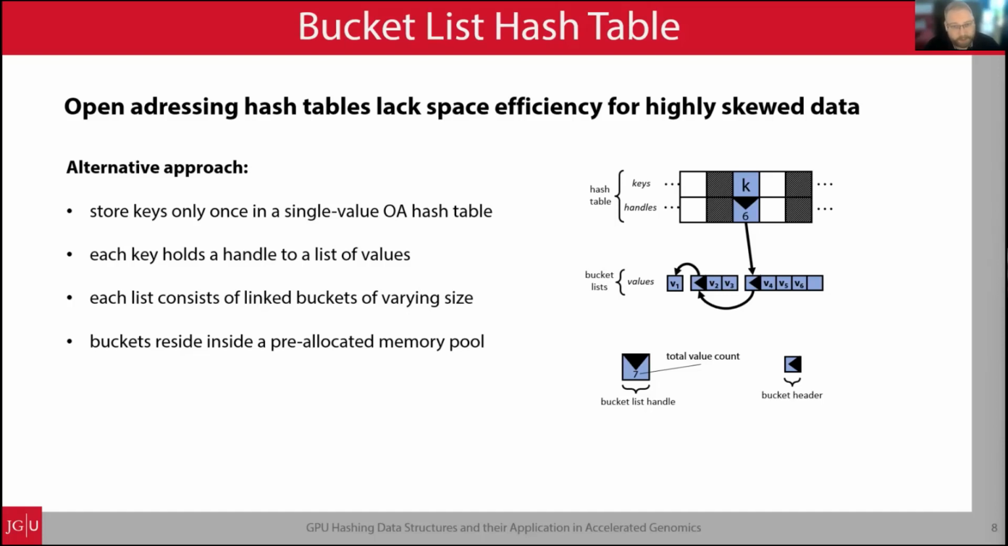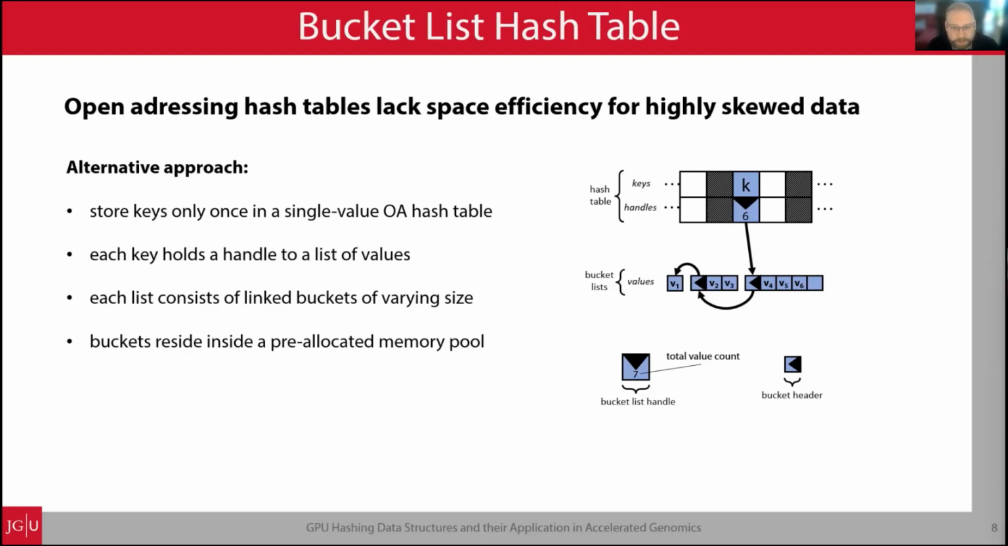For each occupied slot, the single value hash table holds a handle pointing to the tail of its associated bucket list that can be updated atomically. So this is basically the value associated to the key in this single value hash table. This is the pointer, basically.